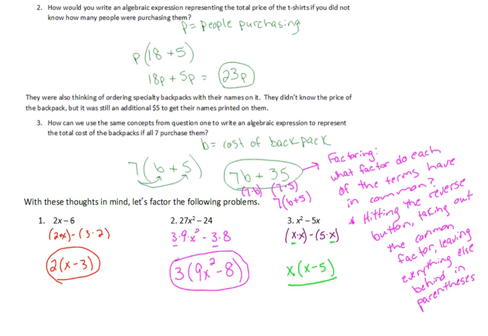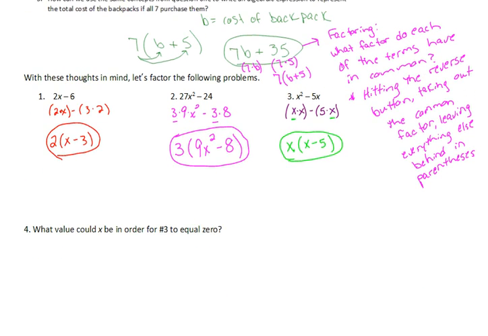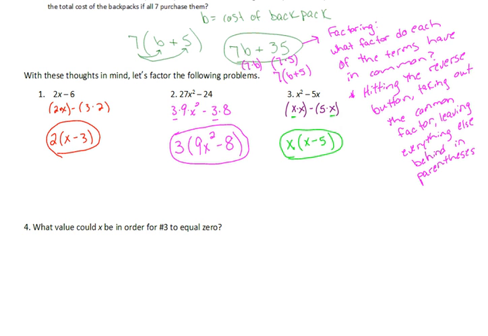Okay, so biggest question, why on earth would we even want to do this? Well, there it is right there. Question 4, what value could x be in order for number 3 up here to equal 0? So let's look at number 3. We have x squared minus 5x. They want us now to set that equal to 0, and they want us to figure out what we're going to put in here for x.